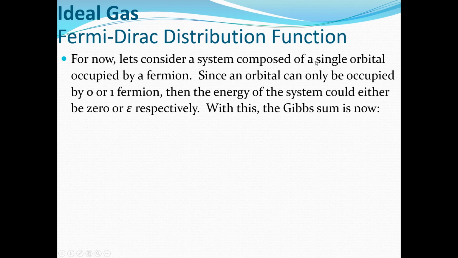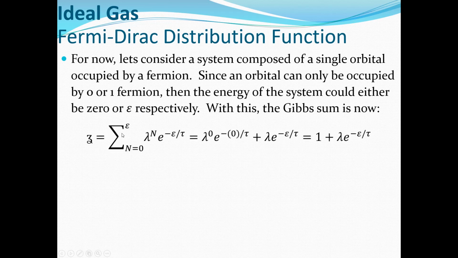Okay, so what we're going to first talk about is we're going to consider a case, because we're going to start off talking about the fermions first. So we're going to talk about a case where you have a single orbital occupied by a single fermion. So the orbital can only be 0 or 1. That means that the energy could either be 0 or epsilon, because if it's not occupied, there's no energy.